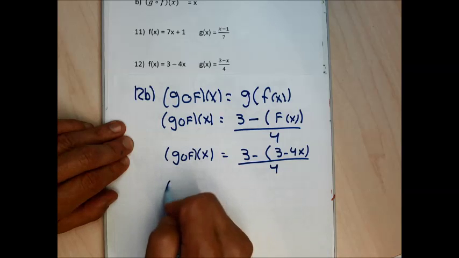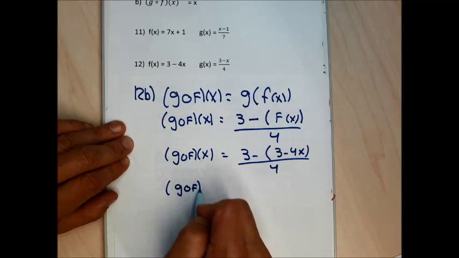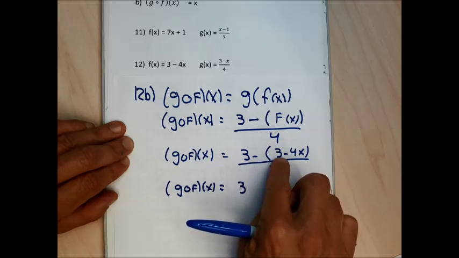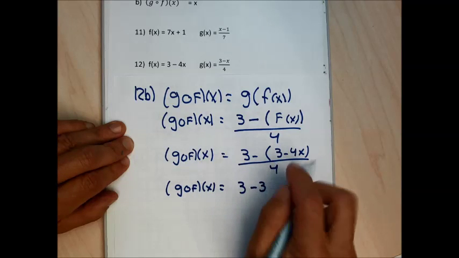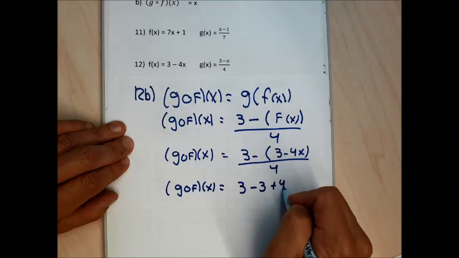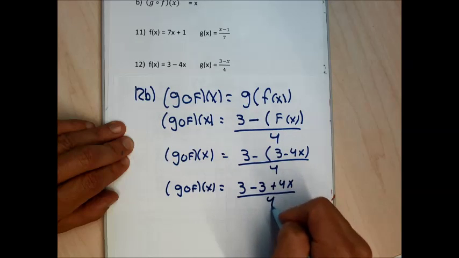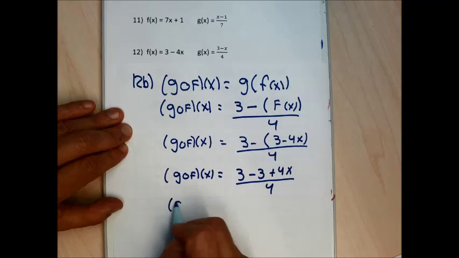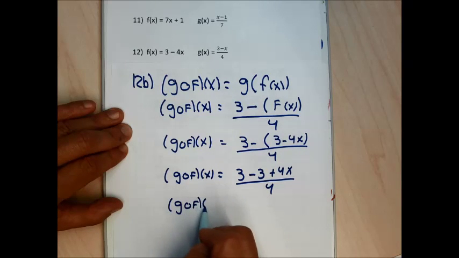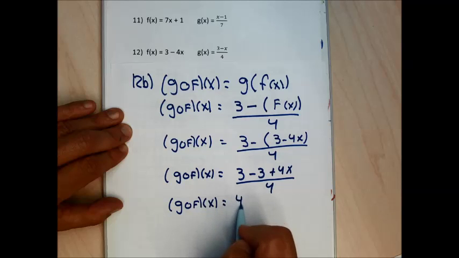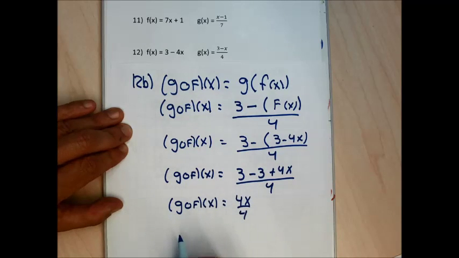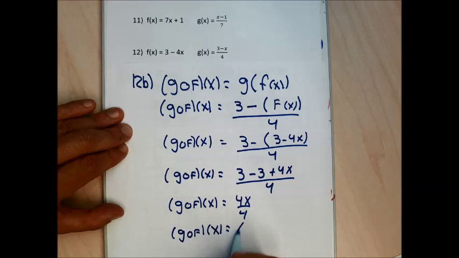And now I'm going to do the algebra to clear the parentheses by changing the signs. The minus sign in front of the parentheses, when I clear the parentheses, will make that a minus 3. It'll flip that sign to a plus 4x. So I get 3 minus 3 plus 4x over 4. That's going to give me 4x over 4 because the 3's are going to cancel. And now the 4's are going to cancel. And I'll get g composed with f of x equals x.